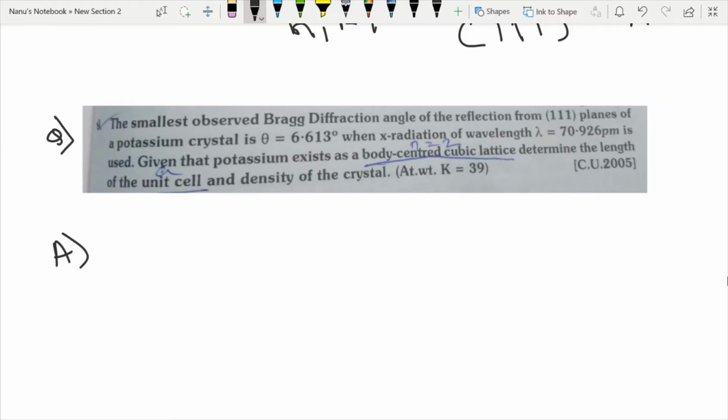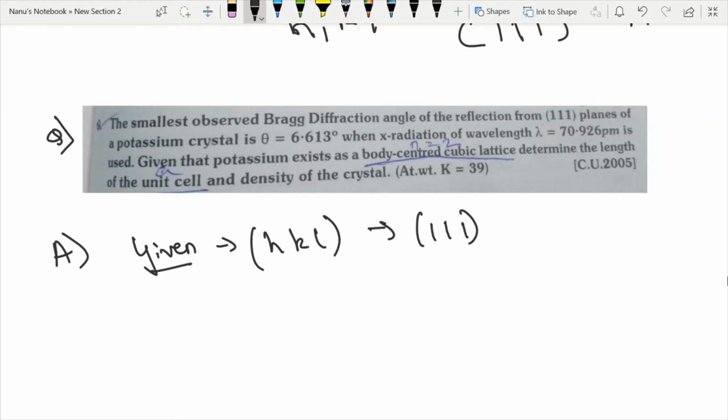Again, same policy, nothing different. Smallest observed Bragg diffraction angle of reflection from the 1 1 1 plane of a potassium crystal is theta, 6.613 degrees. So let us first write all the given things. Use your rough pad well, write all the given things over there. So our Miller index hkl is 1 1 1. Theta is 6.613 degrees, and X radiation of wavelength lambda equals 70.926 picometers is used, given that potassium exists in a body centered cubic lattice.